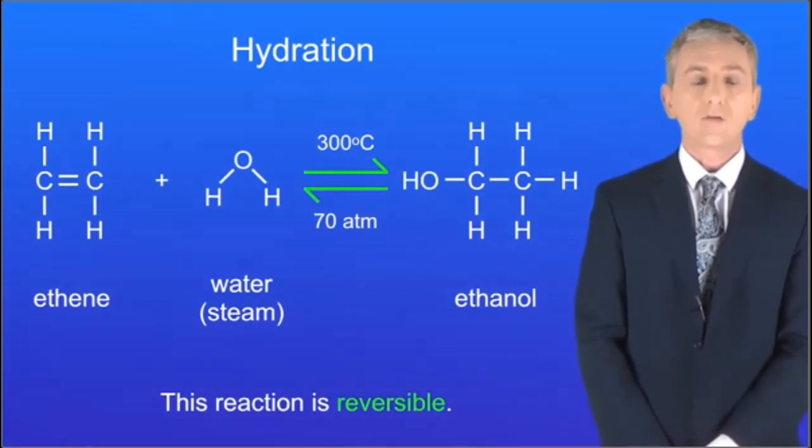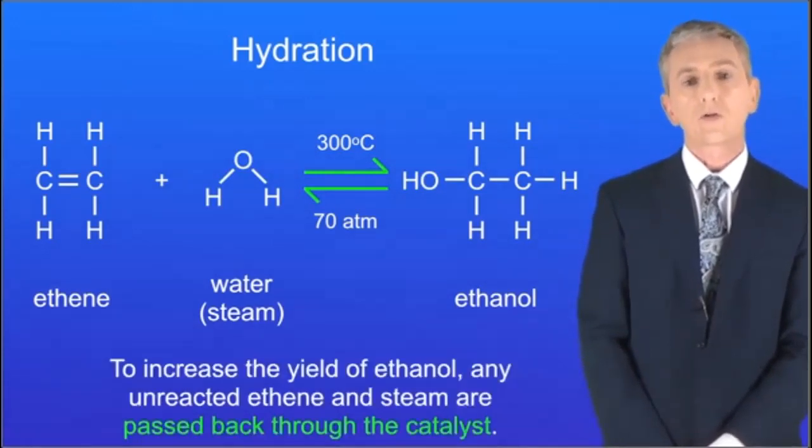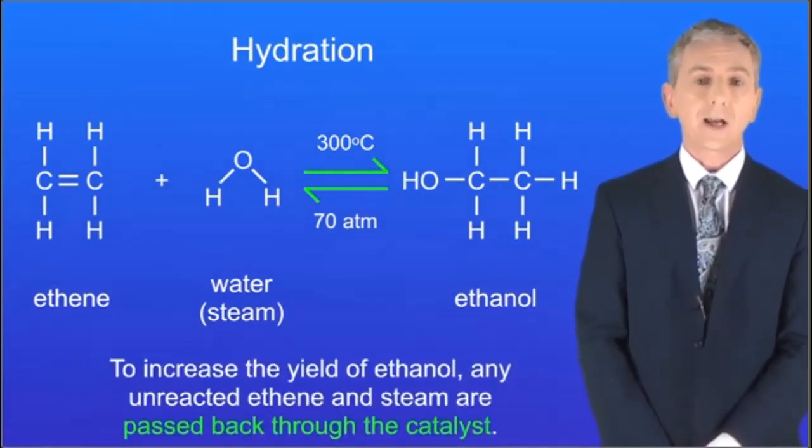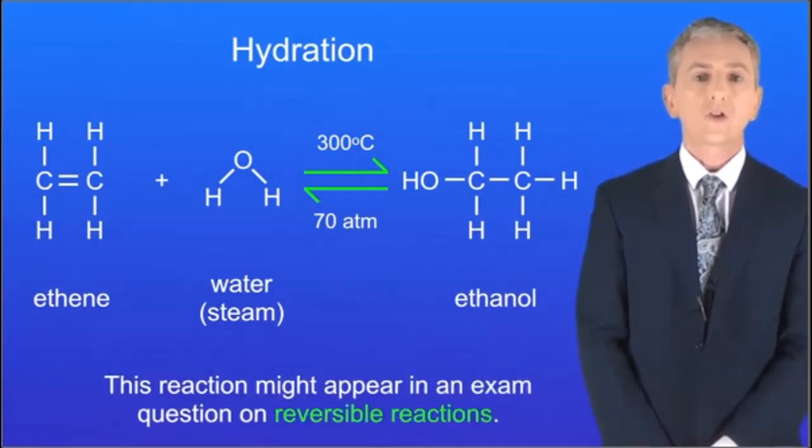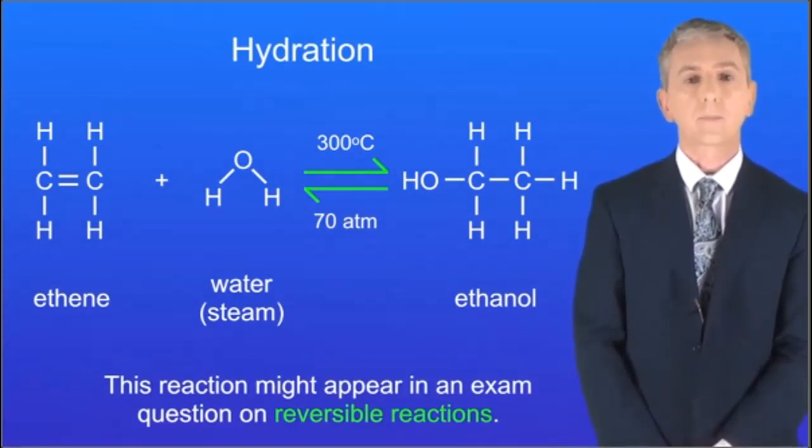Now you'll notice that this reaction is reversible. So to increase the yield of ethanol, any unreacted ethene and steam are passed back through the catalyst. I should point out that this reaction might appear in an exam question on reversible reactions.